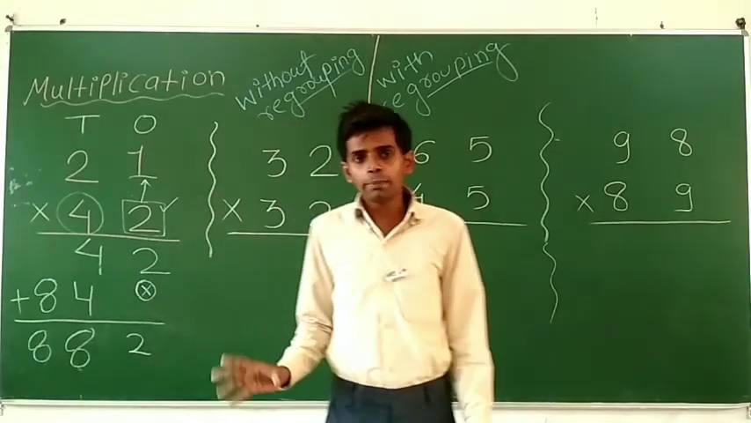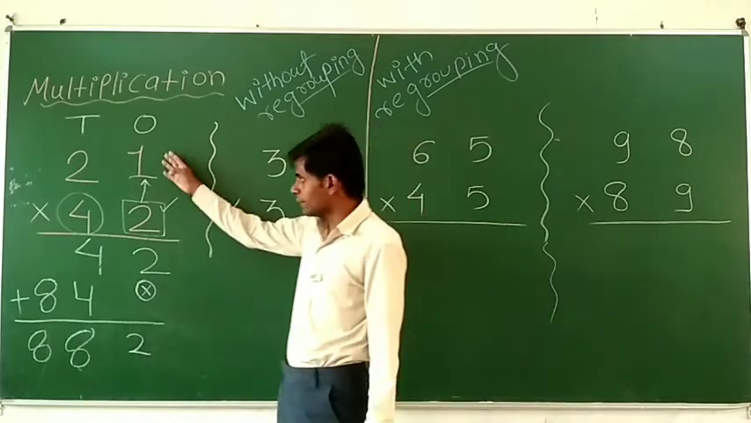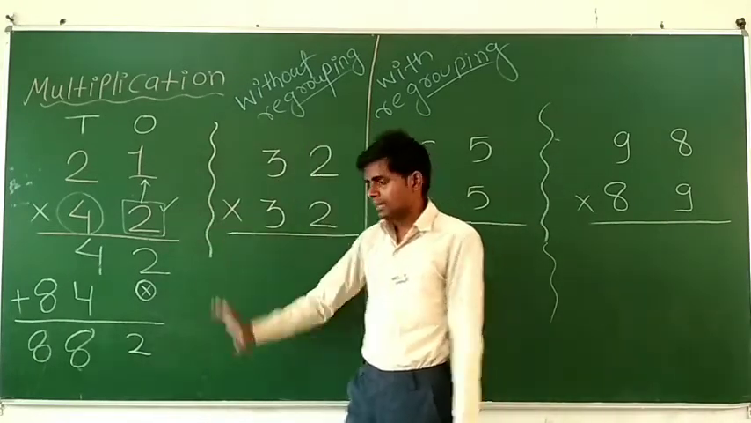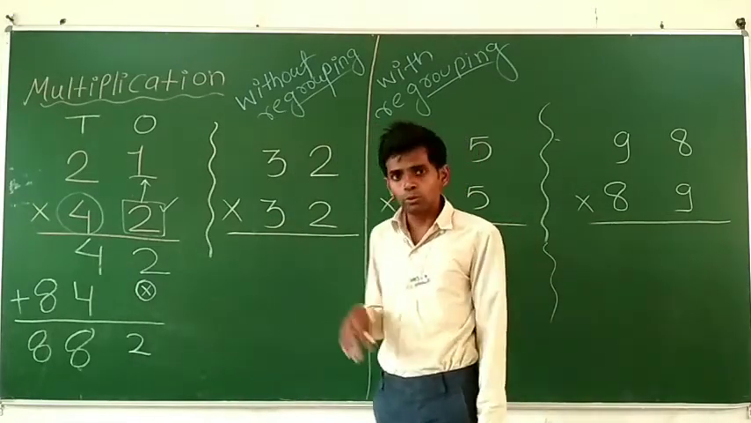We know what is meant by product? Product is the answer of multiplication. So the product of 21 and 42 is 882. Got it everyone? I hope you understand. Let's solve one more question.